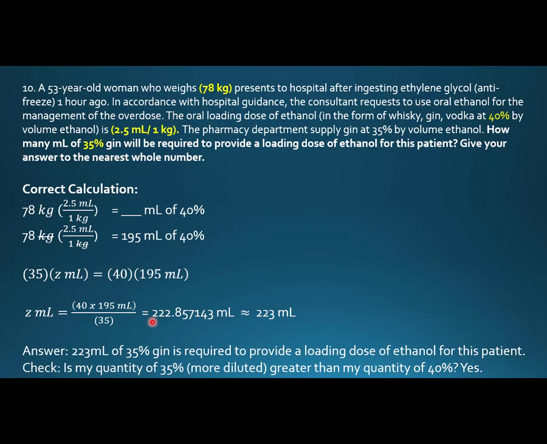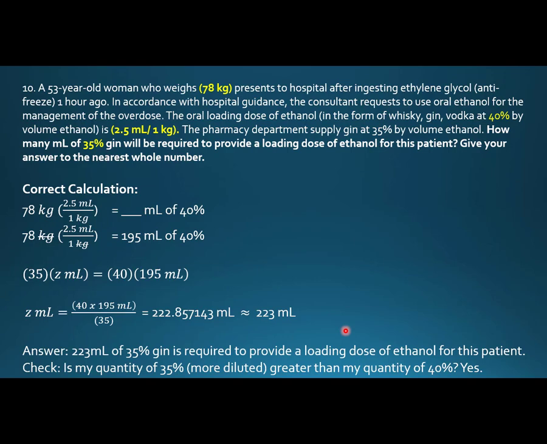And we get 222.85743 mLs. And we round as requested to the nearest whole number, 223 mLs. So 223 mLs of 35% gin is required to provide a loading dose of ethanol for this patient. The check is: is my quantity of 35%, which is more diluted, greater than my quantity of 40%? Intuitively, it must be. If you have something more diluted, you're going to need more of it to get the exact same amount of the active ingredient, if you want to call it that, as at 40%.